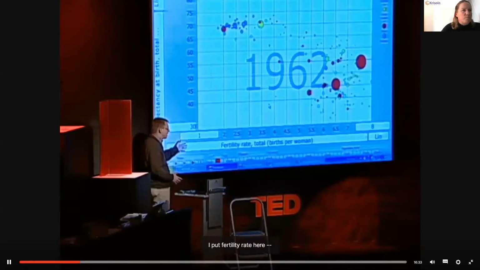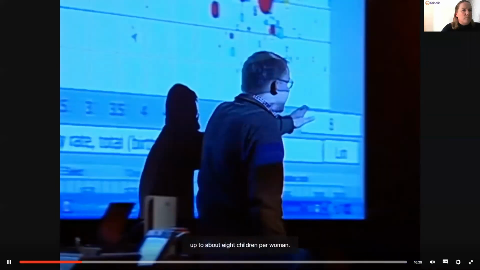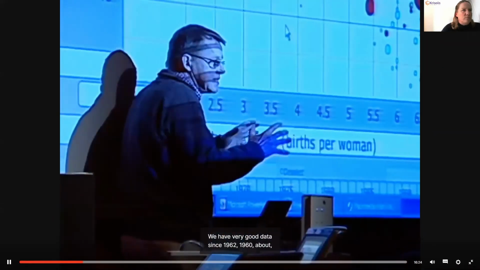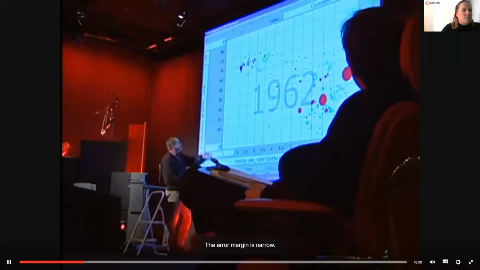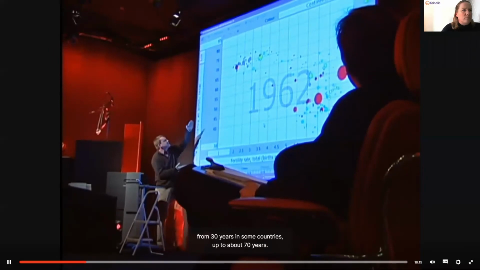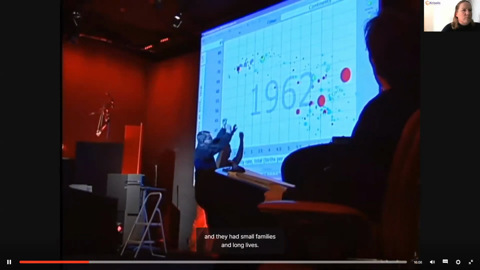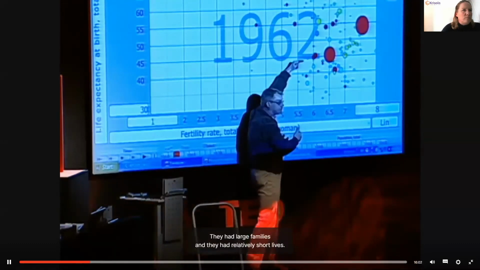I put fertility rate here, number of children per woman, 1, 2, 3, 4, up to about 8 children per woman. We have very good data since 1962, 1960 about, on the size of families in all countries. The error margin is narrow. Here I put life expectancy at birth from 30 years in some countries up to about 70 years. And in 1962, there was really a group of countries here that were industrialized countries, and they had small families and long lives. And these were the developing countries. They had large families and they had relatively short lives.